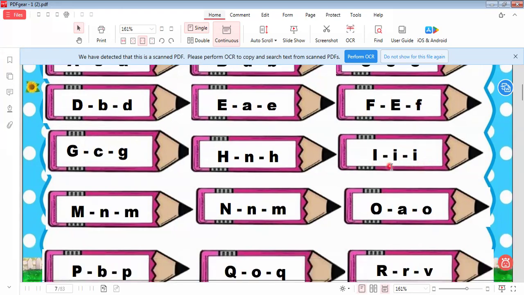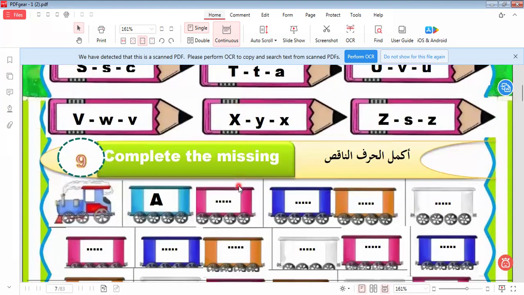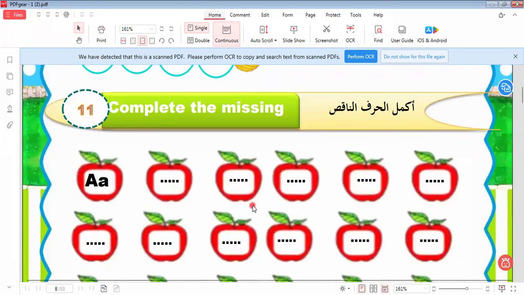Here is capital I and small i. So this one is different. Capital H and small h, the N is different. Capital G and small g, and this is the difference. I will leave the rest for you to do by yourself. I will leave the booklet below the video for you to download and answer by yourself.